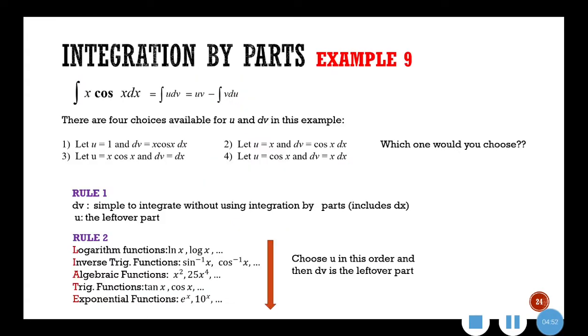Okay, so have a look at this example. We have example 9 here. Integration of x cos x dx. Integration of x times cos x dx. So kalau you tengok, we have multiplication of two functions here to solve the integration.